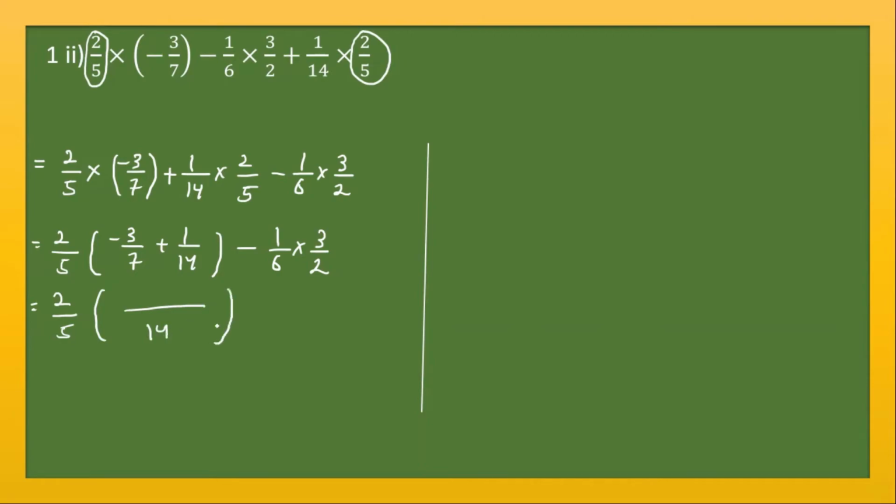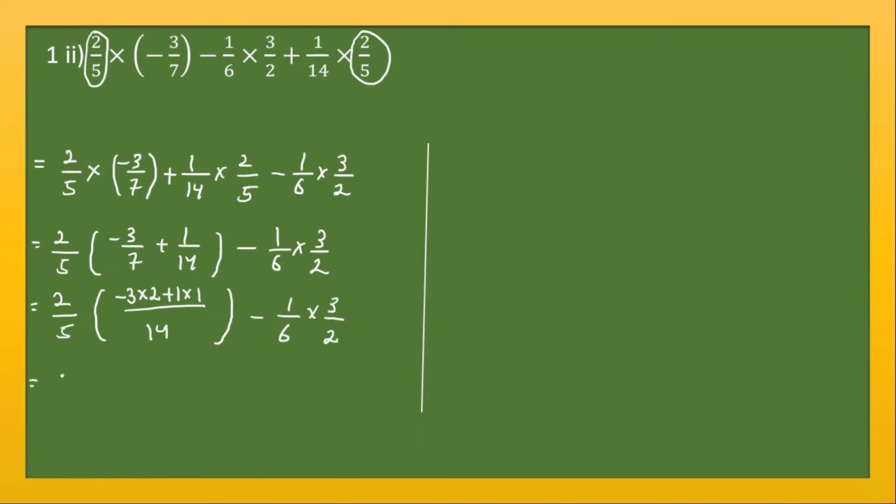Again, same distributive property. I'm going to take 2 by 5 as common. It will give me minus 3 by 7 and plus 1 by 14, and the rest is 1 by 6 multiplied by 3 by 2. Okay. Now let's take the LCM again inside the bracket part. So it will be 2 by 5, and the LCM will be 14. Let's do the same calculation again. 7 divided by 14 is 2, and we have to multiply 2 here. And since 14 divided by 14 is 1, it's 1 multiplied by 1 here. And the rest of the part is the same as it is because we're not solving that right now.